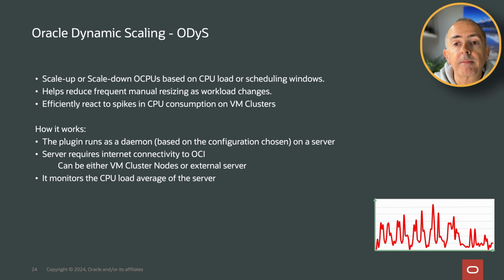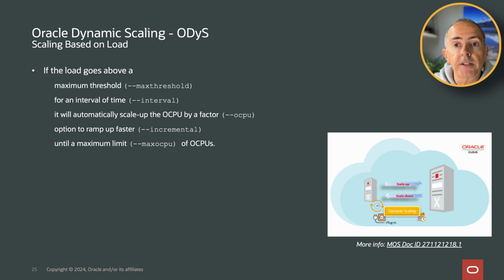The default period of measurement is 180 seconds, or 3 minutes. So if the load has gone above 80% for 3 minutes, you can automatically scale up by 2 OCPUs. Now, bear in mind, if the peak has suddenly gone up really fast, increasing by 2 OCPUs might mean you still haven't got enough OCPUs to meet that peak. This is where the incremental option comes in. It basically allows us to say, okay, the first time we scale, we're going to add 2 OCPUs, but the next time we're going to add 4 OCPUs. So it ramps up faster each time. The idea is we don't have to go through quite as many scaling operations to reach the required amount.